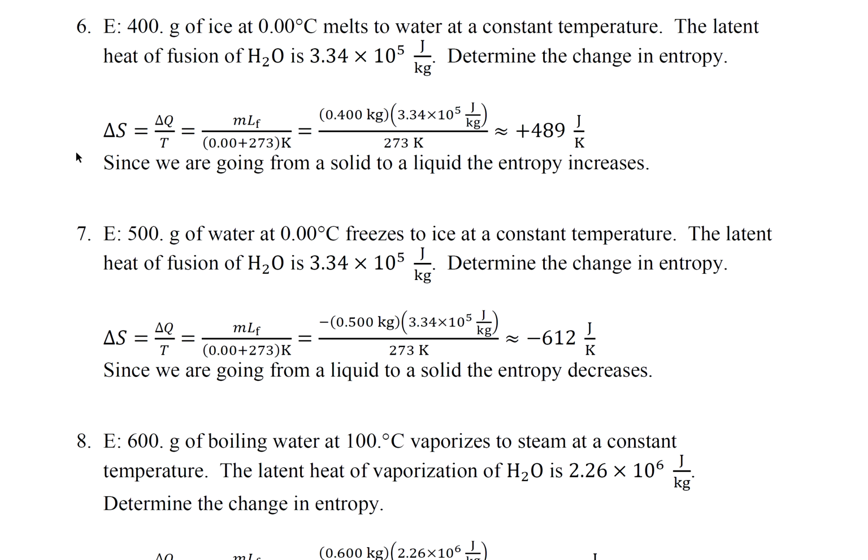So Q is equal to mL, or delta Q is equal to mL. And convert degrees Celsius to Kelvin. Since we are going from a solid to a liquid, then the entropy increases.